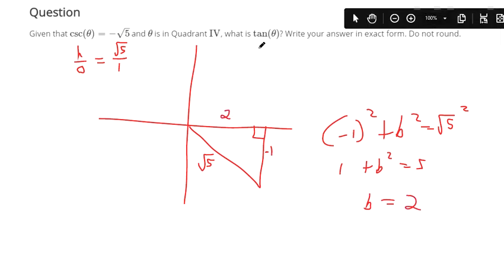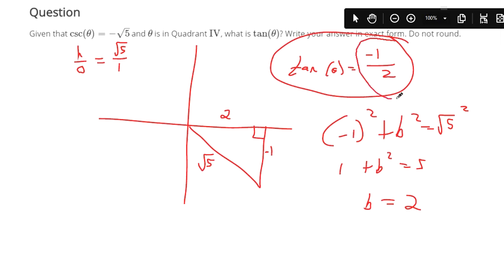And now we can answer the question about tangent. Tangent is the opposite, which is a negative 1, divided by the adjacent. Opposite over adjacent for tangent. So negative 1/2 is our answer.